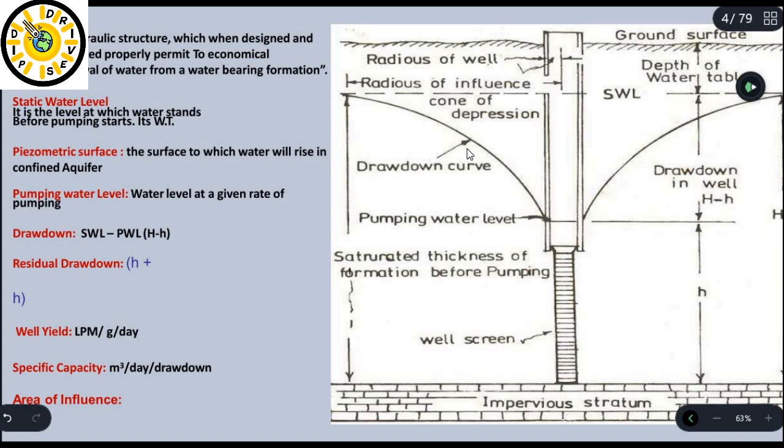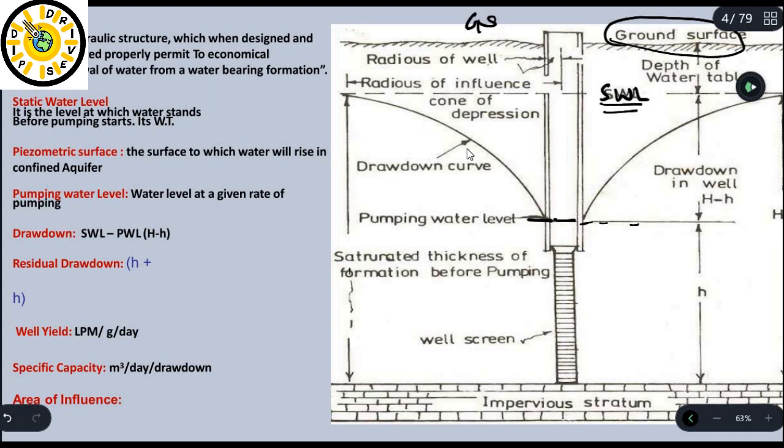So this is the ground surface, ठीक है, ground surface हो गया ये. Suppose this is the well, okay. So SWL is the static water level. What do you mean by static water level? It is the level at which water stands before pumping starts. जैसे मान लीजिए ना, पंपिंग से पहले वाटर लेवल क्या था, so that is called the static water level before pumping. Okay, before pumping. What about the pumping water level?